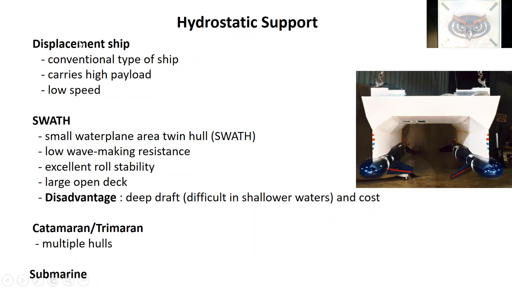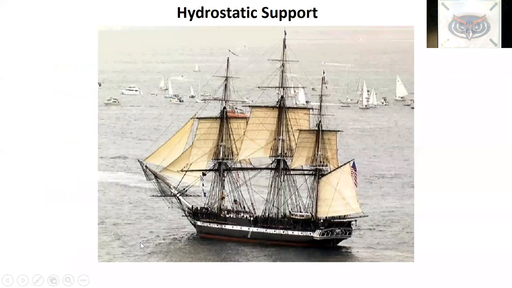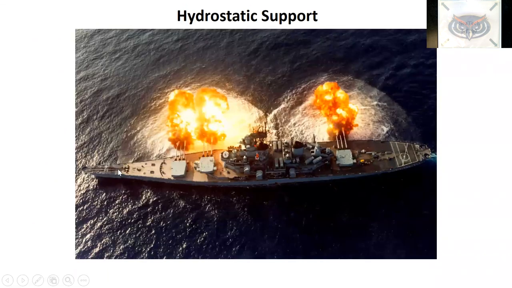Okay, so all of these are hydrostatic support ships: displacement, SWATH, catamaran, and submarine when surfaced. They've been around for centuries and millennia, and are very good for roll stability. And that's what we're seeing here. Even though you impart a lot of momentum to the side, if you do this on a kayak, what will happen? It would tip over. The reaction will tip you over.